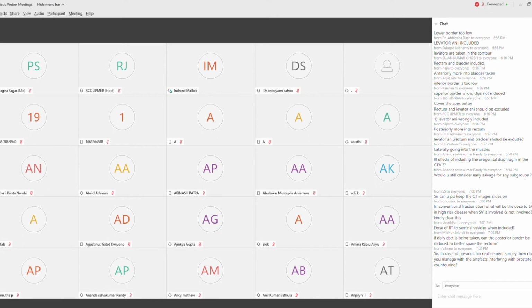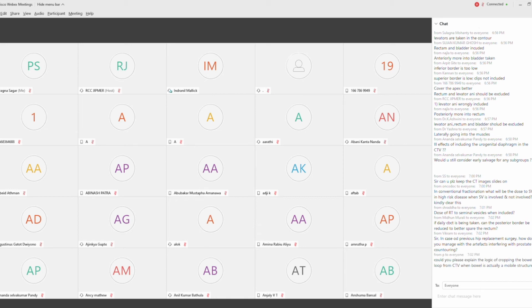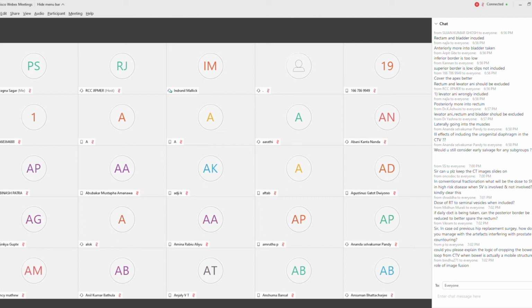The bladder part I thought was correctly contoured. You're seeing a lot of bladder contoured because, as you know, the prostatic bed now includes the bladder. Anteriorly, we've gone up until the top of the symphysis pubis, which is correct, so there's no problem. Again, levators, rectum, superior border is low. That's correct. Cover the apex better. Yes. Okay, so we've more or less covered it.